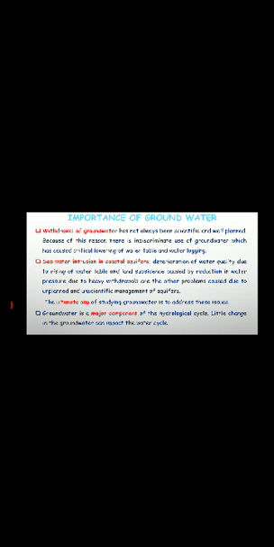The ultimate aim of studying groundwater is to address such issues. There will be deterioration of water quality due to rising of the water table, and even land subsidence, which is caused by reduction in water pressure due to heavy withdrawals. These are other problems caused by unplanned and unscientific management of aquifers. Groundwater is a major component of the hydrological cycle.